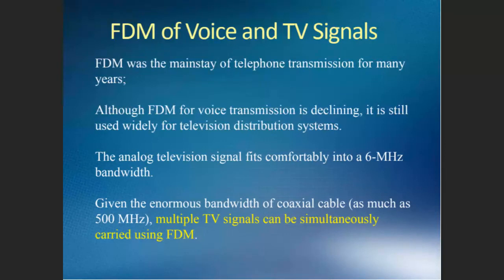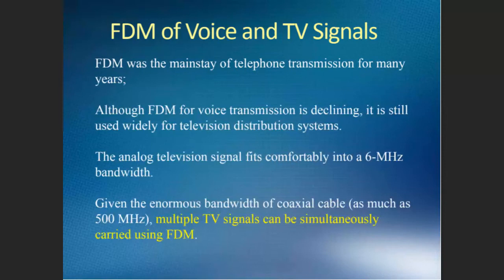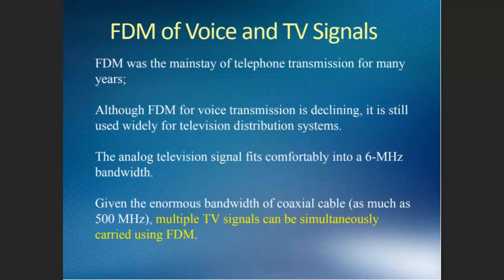Frequency division multiplexing of voice and TV signals. This was used by telephone transmission in the old days for many years. People were using FDM, frequency division multiplexing. Nowadays it is declining, but it's still used for television distribution systems at the time of this book. The analog television signal fits comfortably into a 6 megahertz bandwidth. We already talked about this, remember? It was 6 megahertz to send a video.